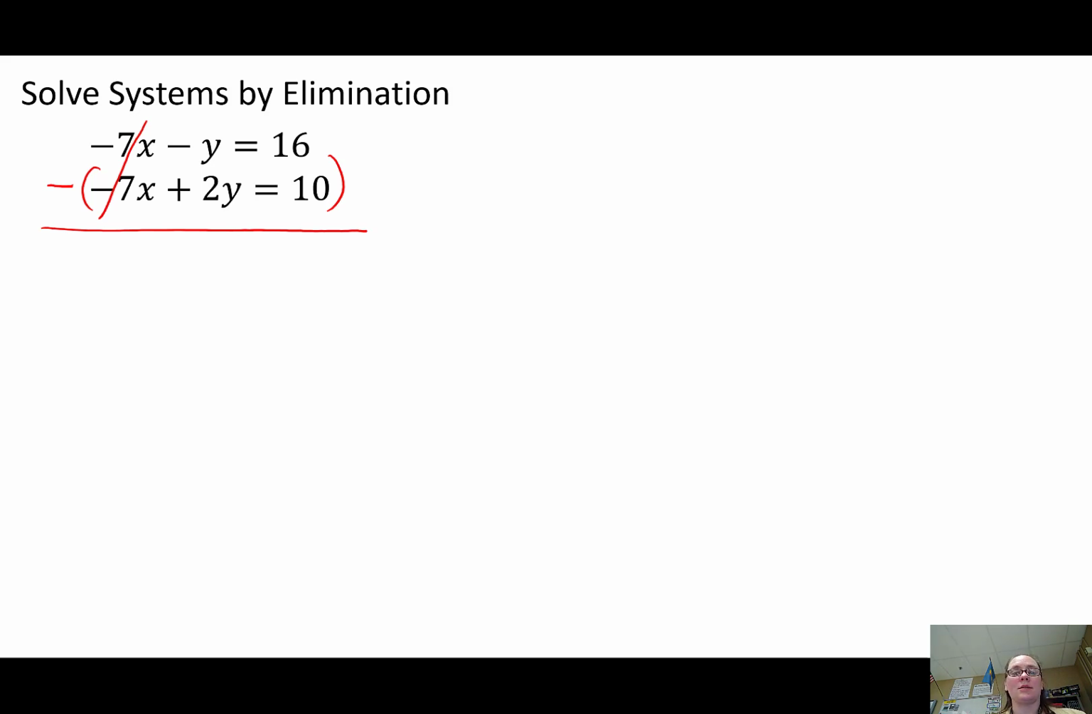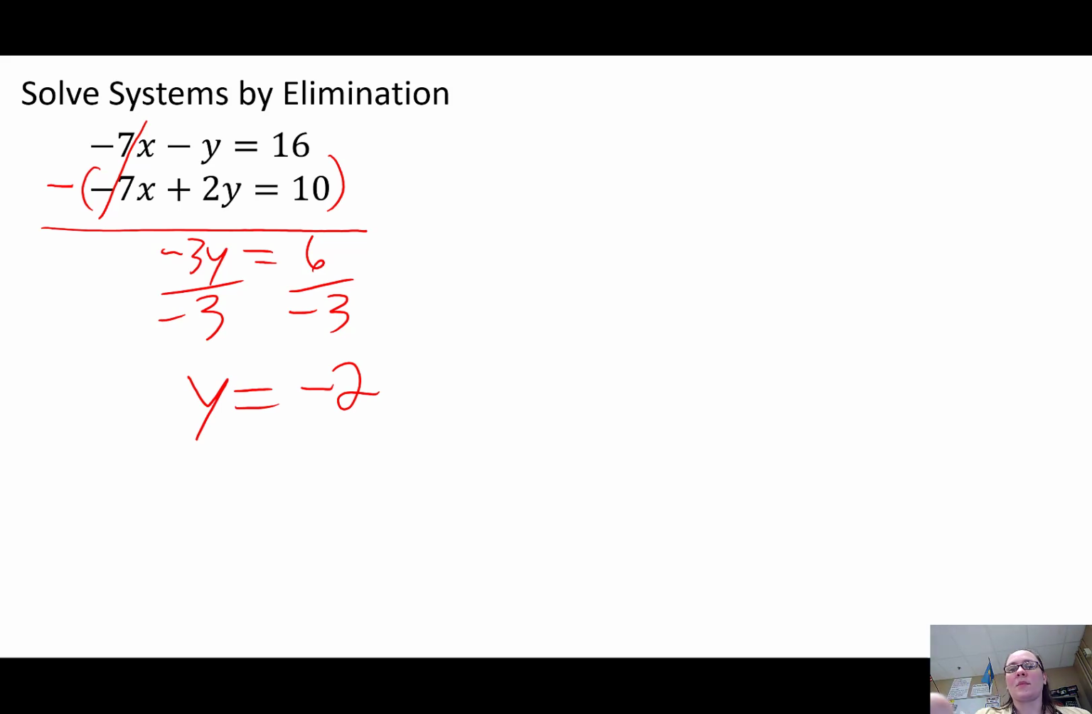Then we're going to do negative 1y minus a negative, or minus 2y, sorry, giving me a negative 3y equal to then 16 minus 10, which is 6. So then I divide both sides by negative 3, and I get y is equal to negative 2. So now I've got my y, I need to find the x.